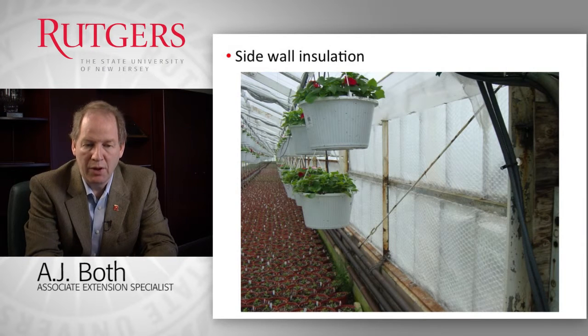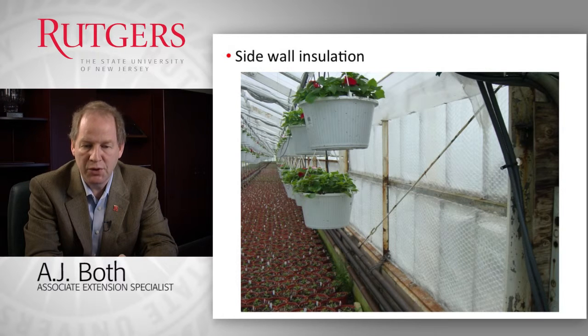Another example of a grower trying to improve heat retention inside the greenhouse structure is this image of a grower who installed bubble wrap along the north wall of the greenhouse. So this is a glass glazed greenhouse, and along the vertical north wall on the inside of the greenhouse, the grower installed bubble wrap.